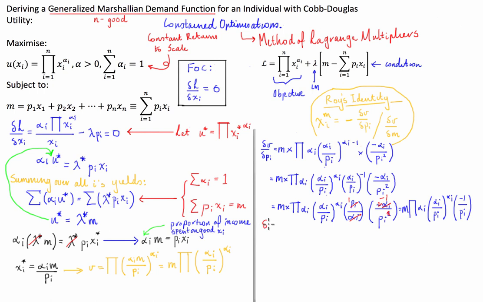We've got delta V, which is our indirect utility, over delta M, which is our income. Now, this is just going to be equal to, it's just M times this entire function is our indirect utility function, so the M will fall away, and we'll be just left with our operator times by alpha I on pi to the power of alpha I. And that is our other partial derivative.